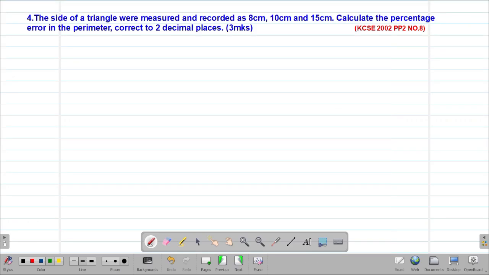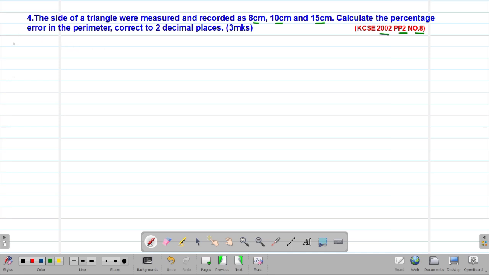It's our fourth lesson on a given Form 3 mathematics topic called Approximations and Errors. So we are looking at our fourth example, which is a past KCSE question tested in 202, paper 2, question number 8. It reads that the sides of a triangle were measured and recorded as 8 cm, 10 cm, and 15 centimeters. Calculate the percentage error in the perimeter correct to 2 decimal places.